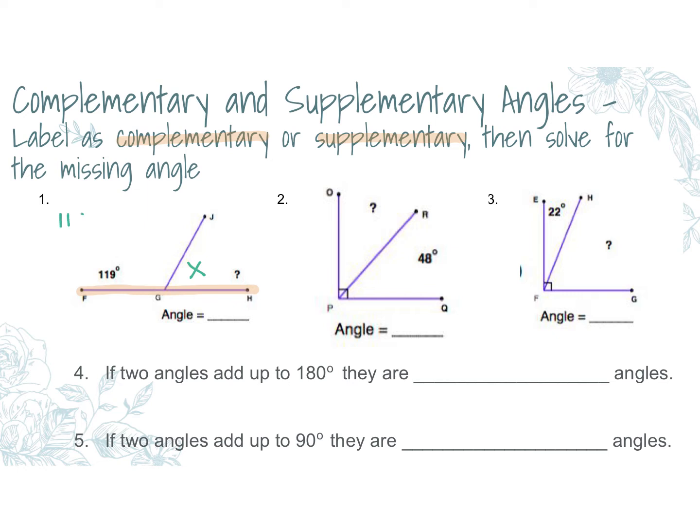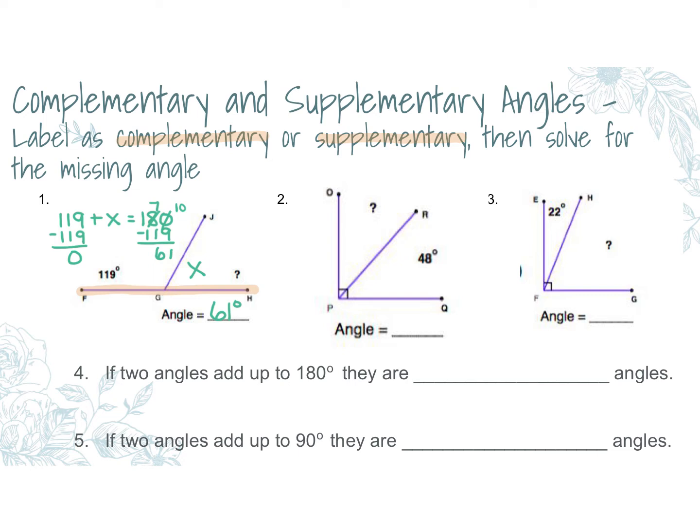So I see the angle 119. We'll add our missing angle x, and together they will equal 180 degrees. I will need to subtract 119 from both sides to get x by itself. And I am left with 61. So x equals 61, our missing angle is 61 degrees.